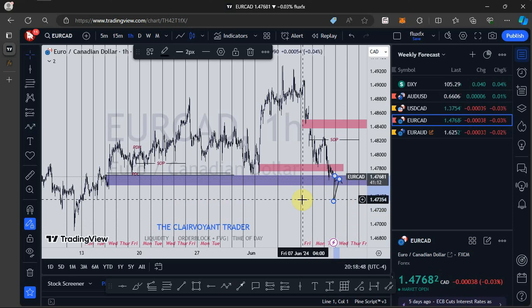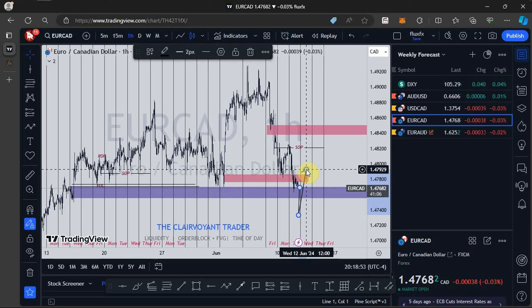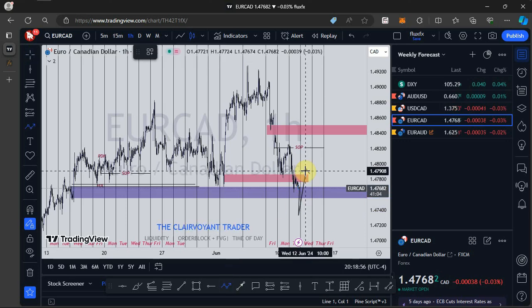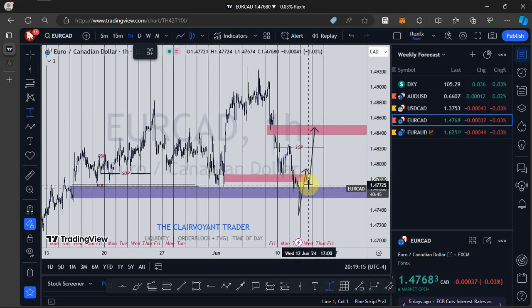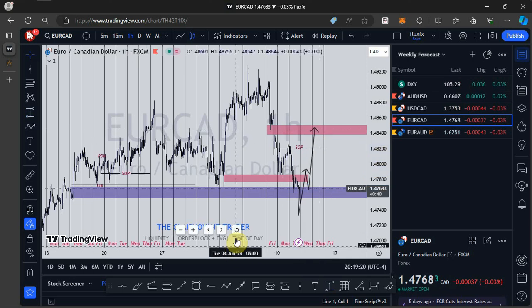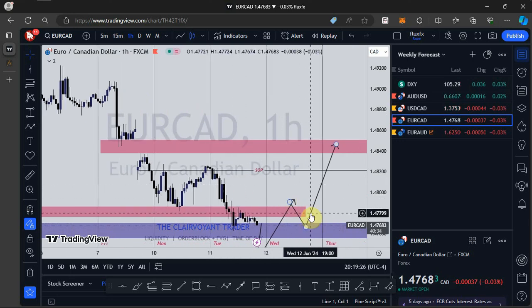But if it happens that we see price push up and then close above the zone, then definitely this zone is going to serve as a support, and we see price push up into this gap right here. If we measure the number of pips, that is about 70 pips, which is very good for a day trade. That is that for EUR/CAD.